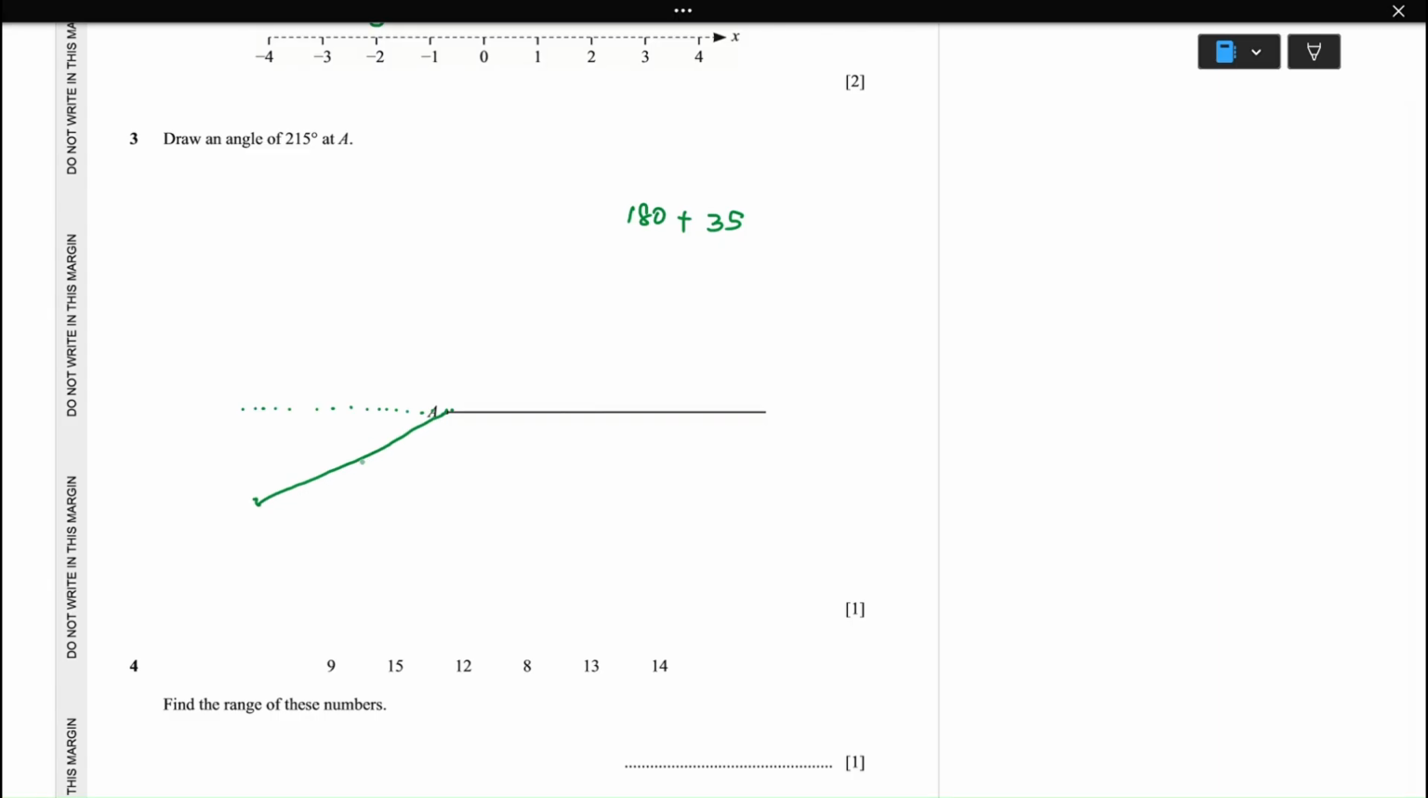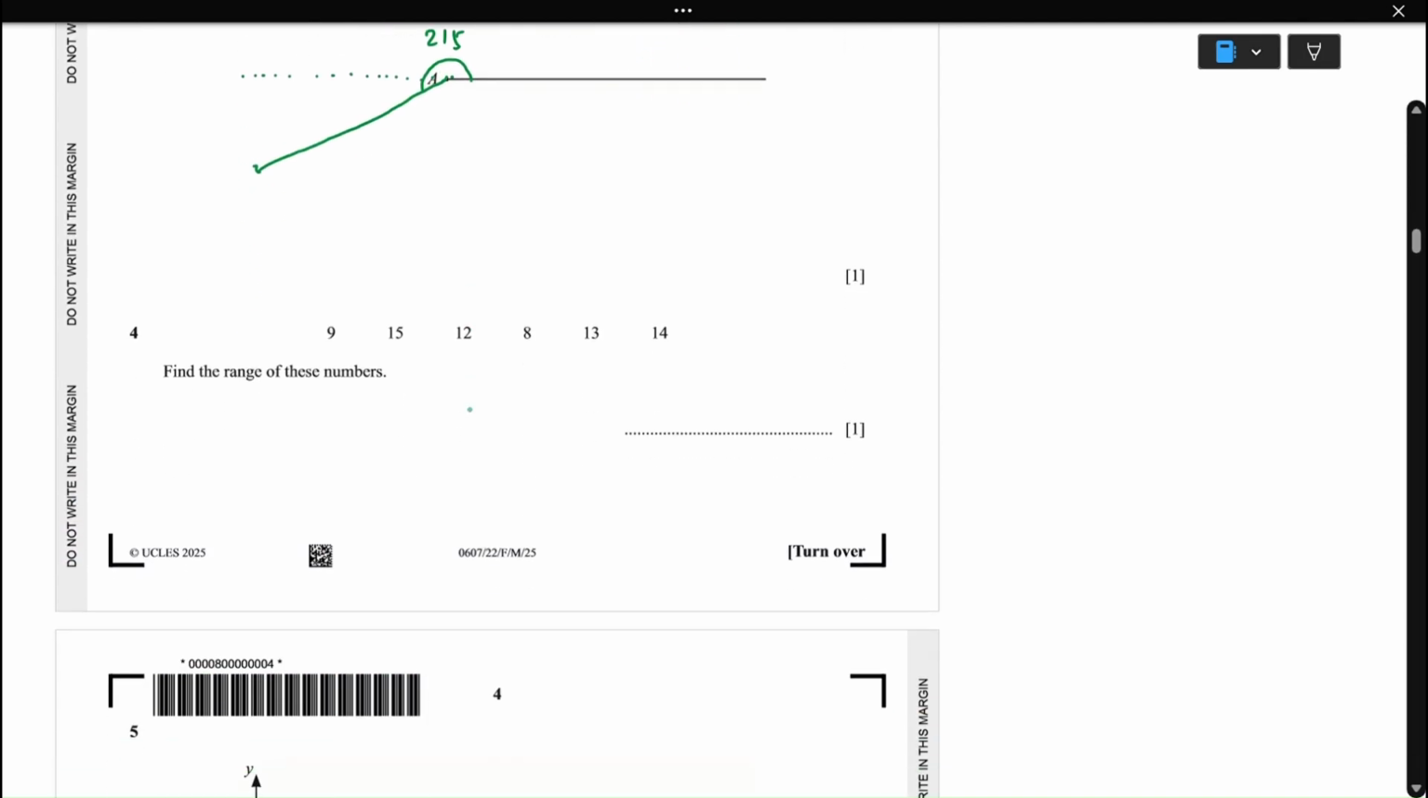Okay, so this is going to be 215 degrees. See, 180, because in our protractor we cannot go more than 180 degrees. So first we need to take 180 degrees, a straight line, then we need to take 35 degrees above that. So this is going to be A, which is more than 180 degrees. Okay, so 215. Next question.